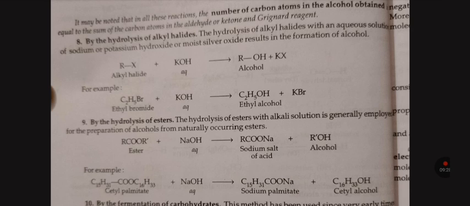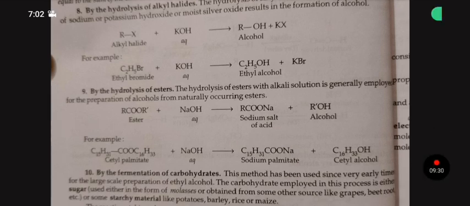10th, by the fermentation of carbohydrates. This method was used since very early times for the large scale preparation of ethyl alcohol. The carbohydrate employed in the process is either sugar or some starchy material like potatoes, barley, rice or maize.